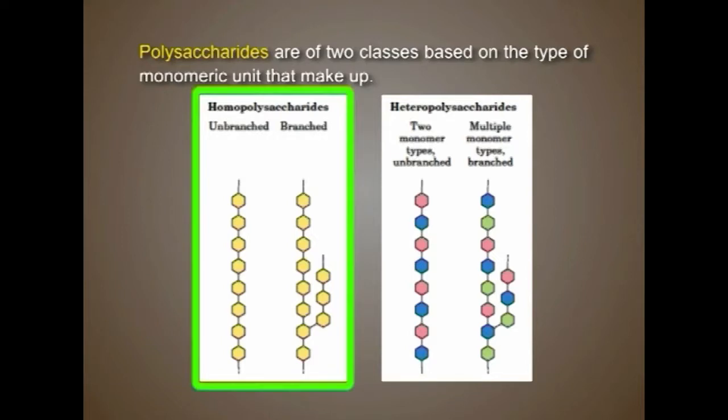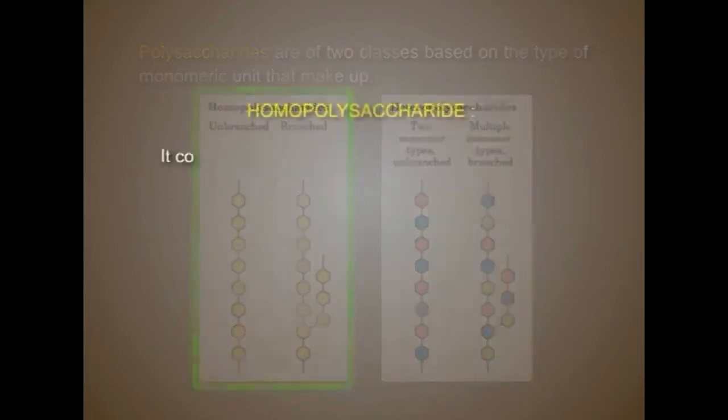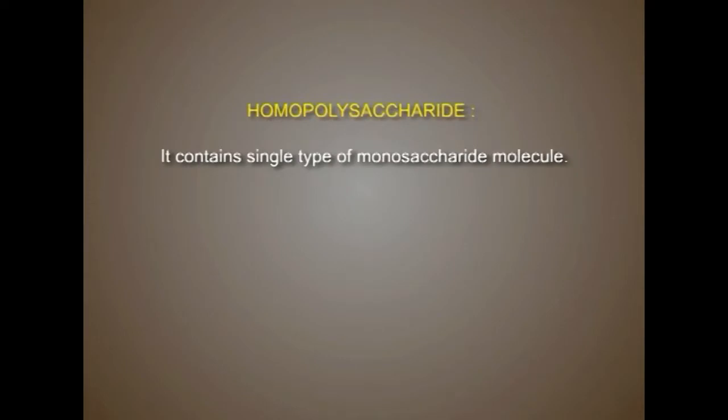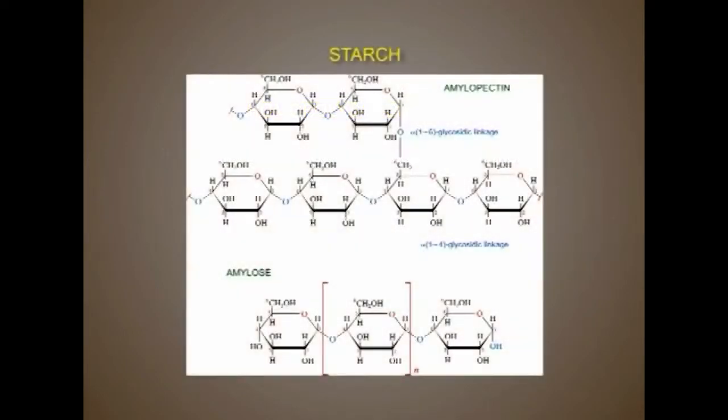Now let us discuss homopolysaccharides. They contain a single type of monosaccharide molecule. For example, starch is made up of only one monomeric unit, alpha D glucose. These alpha D glucose residues are joined by alpha 1 to 4 linkage in amylose, the unbranched form of starch. However, amylopectin also contains alpha 1 to 6 linkages at about every 24 to 30 residues, in addition to the normal alpha 1 to 4 linkage.